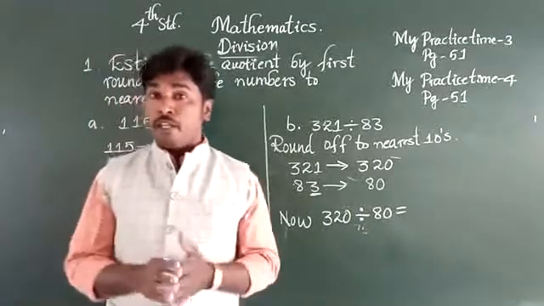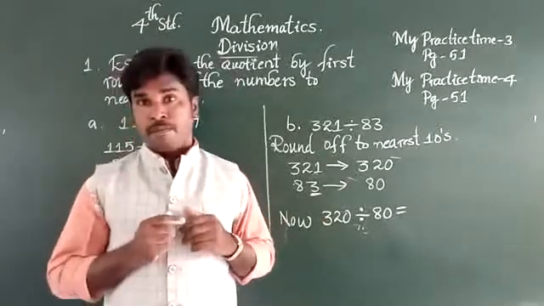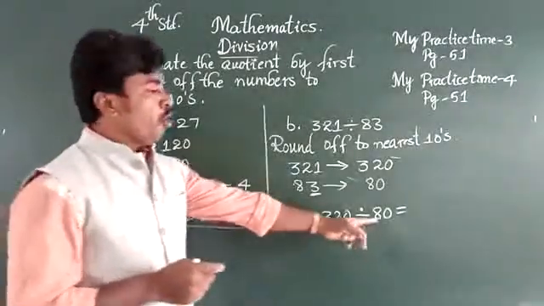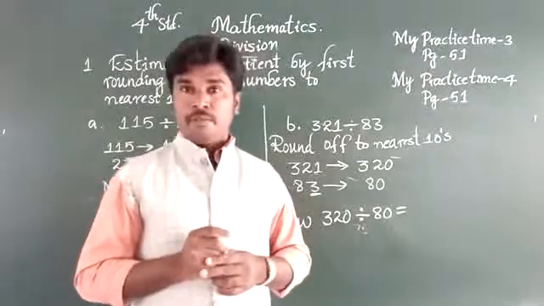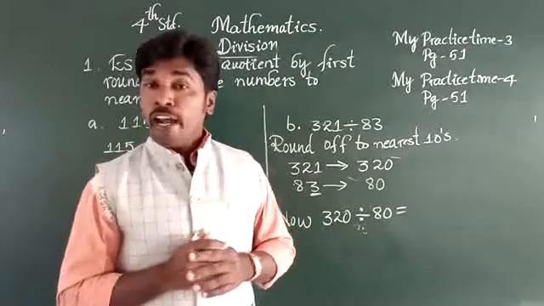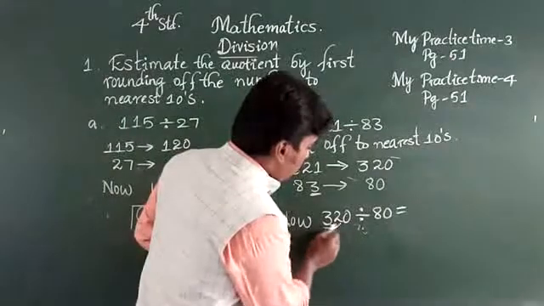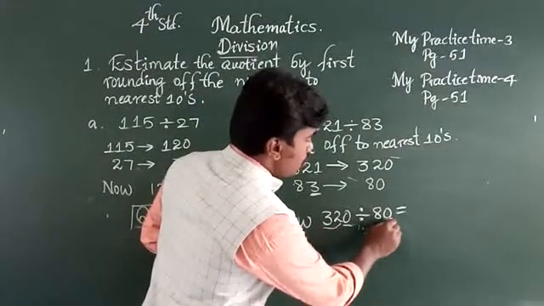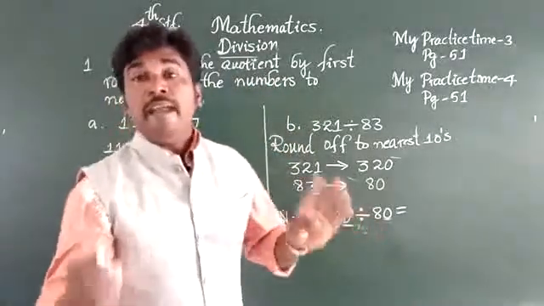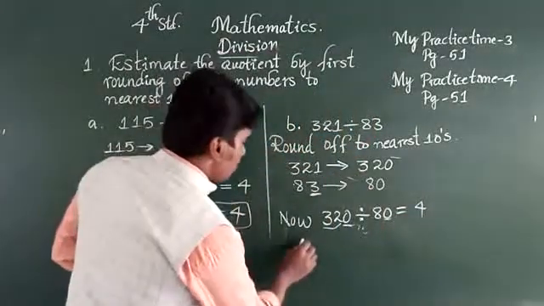Dear children, the multiplication table of 80 is the same as that of 8. Here 30 is the same as 3. So you know the multiplication tables of 8. 8 ones 8, 8 twos 16, 8 threes 24, 8 fours 32. Here 32, 1 zero is there, here also 0 is there. 80 fours, it is 320. 8 fours 32. So the quotient is 4.